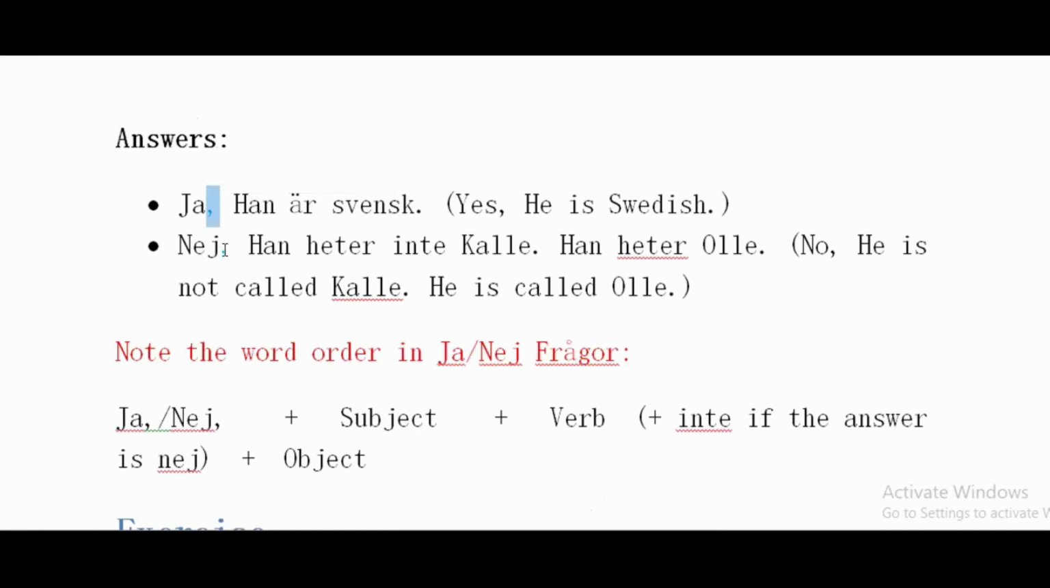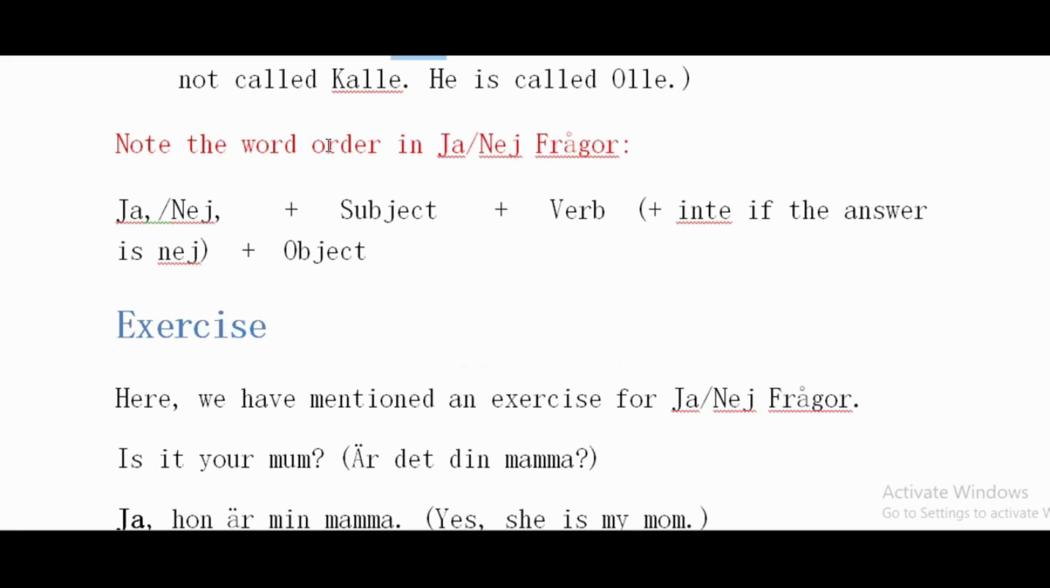For example, here: Nej, han heter inte Kalle. Han heter Ole. No means no, he is not Kalle, he is Ole. For negation also, we start with nej and we always have to separate it with a comma, and then we can add negation to make a negative sentence. So here we have the word order for ja/nej questions: you have ja or nej, then a comma, then the subject, then the verb, then the object. Definitely we will add negation if we have a negative answer.